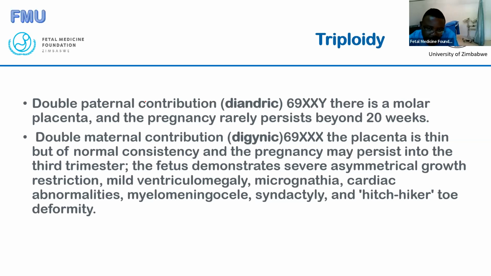Then if it happens that it is the mother who contributes the whole egg without the egg having divided, it contributes the whole set of chromosomes, 46, then it becomes a digynic triploidy. In the digynic triploidy, a baby is formed. So there is a placenta there. The placenta is thin, but it is of normal consistency, and the pregnancy actually persists into the third trimester, as opposed to diandric, where in most cases these women bleed before 20 weeks. They rarely go beyond 20 weeks.